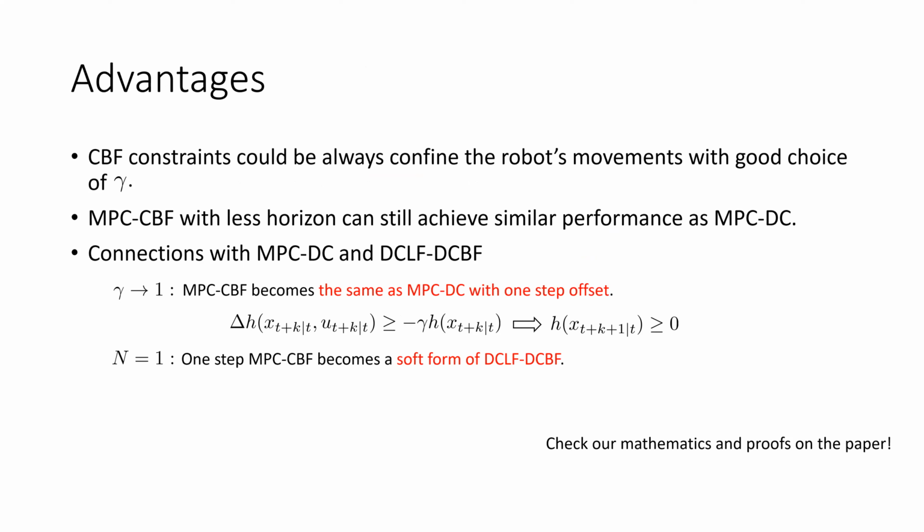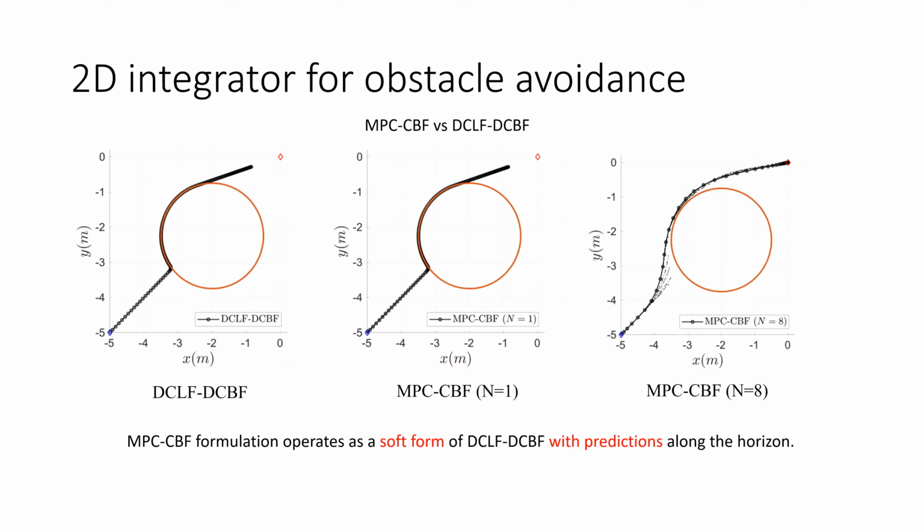Additionally, we also have some connections to other methods that we have seen in previous slides. Actually, when gamma becomes close to 1, MPC-CBF becomes the same as MPC-DC with one step offset. And when N equals 1, our MPC-CBF becomes a soft form of DCLF and DCBF. We did a formal analysis of all these properties, and please feel free to check our mathematics and proofs in our paper. We will skip the mathematical proofs, and right now go directly to the numerical example to see these properties.